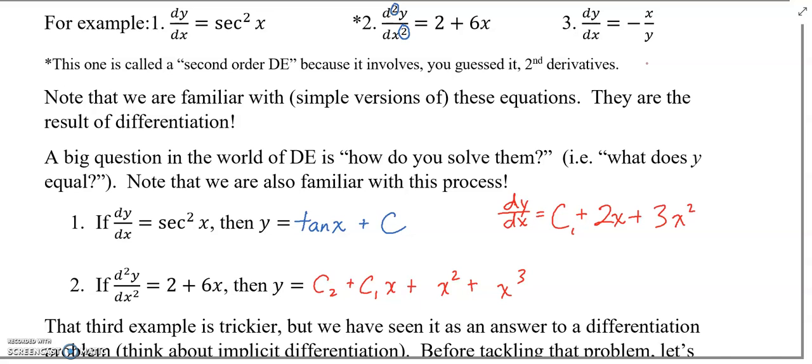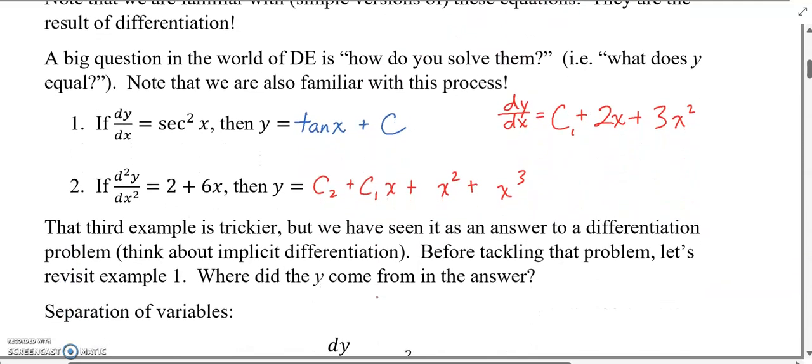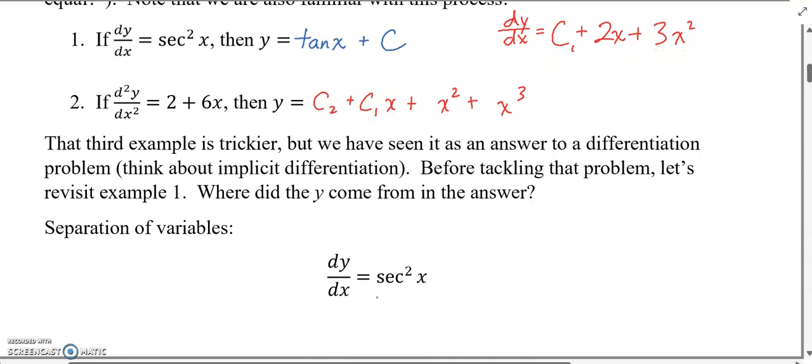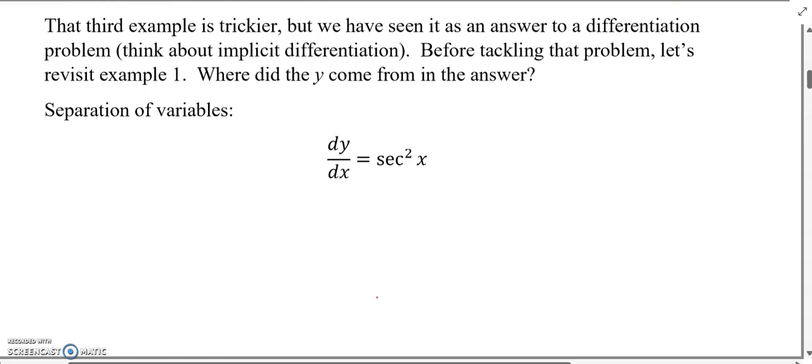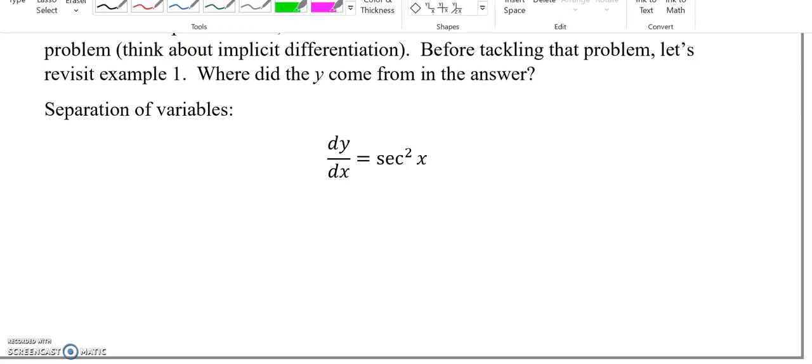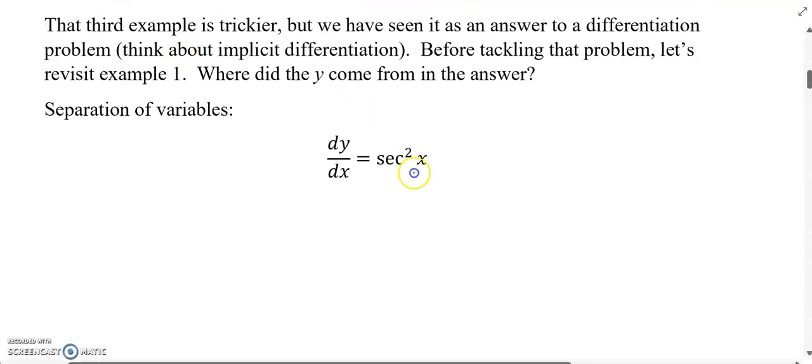But what I'm going to do is go back and look at that first example, the tangent of x plus c. And I'm going to say, well, wait a second, our answer is y equals tangent of x. Why do we have a y equals there? Where did that come from? Well, let's think about what we did here. I said we took the antiderivative of dy dx. Well, that's not exactly what we did. We took the antiderivative with respect to x on the right side of the equation.